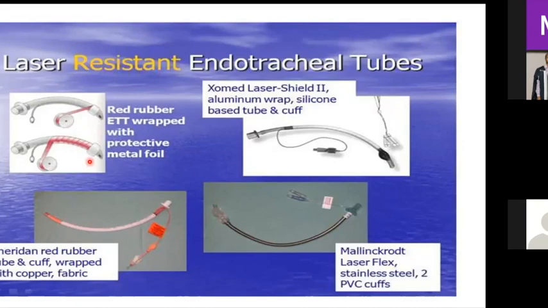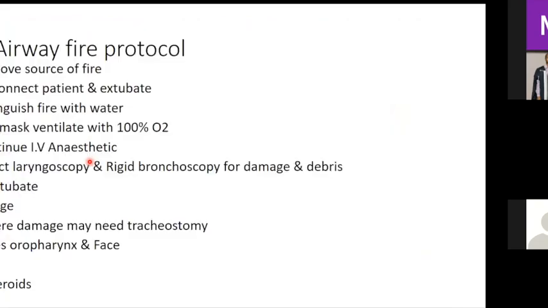Let's say now you are unfortunate and you get to experience an airway fire. So what should you be doing? Just remember, fire is a triad. All you are trying to do is to break the triad. You want to extinguish the fire and also break the triad so that the fire doesn't continue. So you remove the source of fire. If you're using laser, obviously you switch off the laser, you remove it, you disconnect the patient from the circuit and from the machine, and then you extubate them. You extinguish the fire. If there's still fire, you extinguish with water.